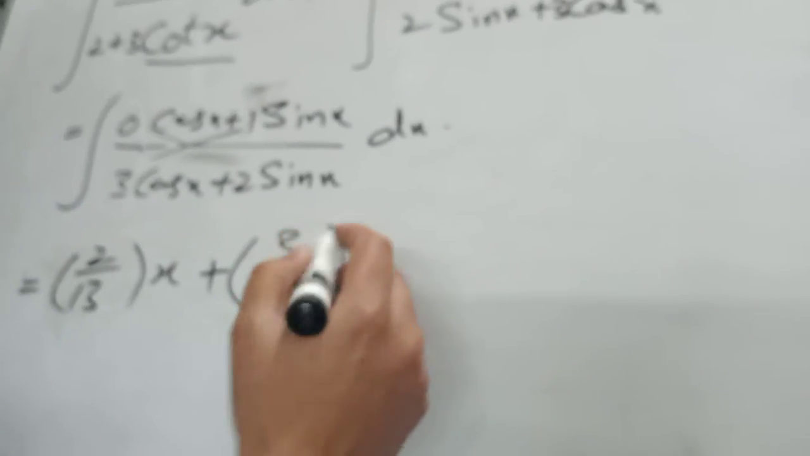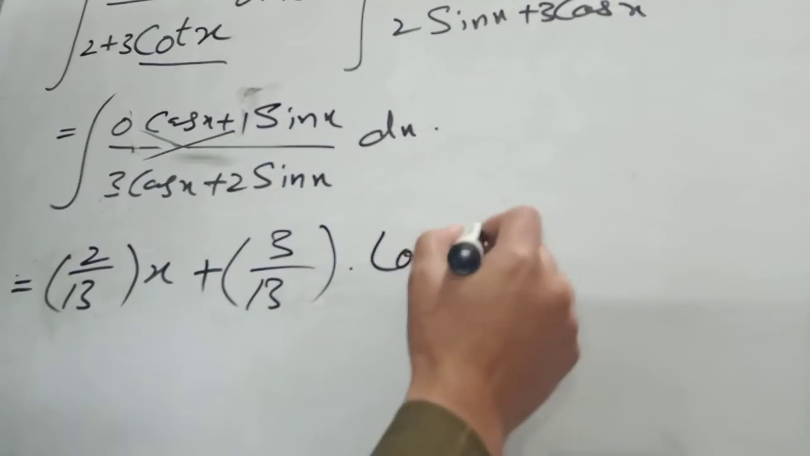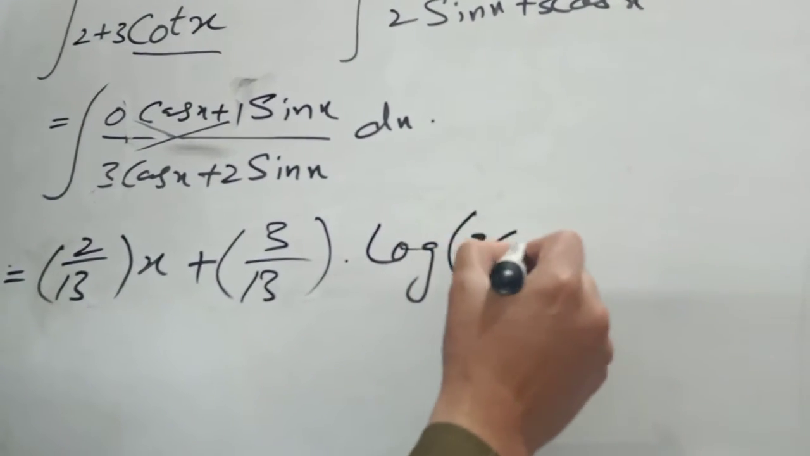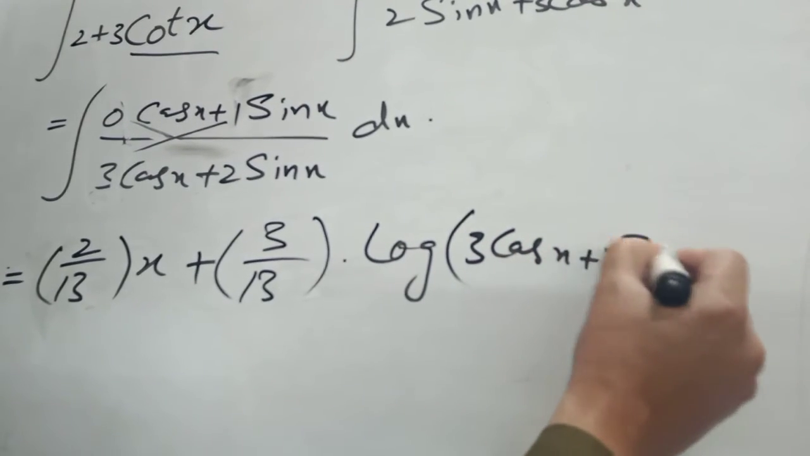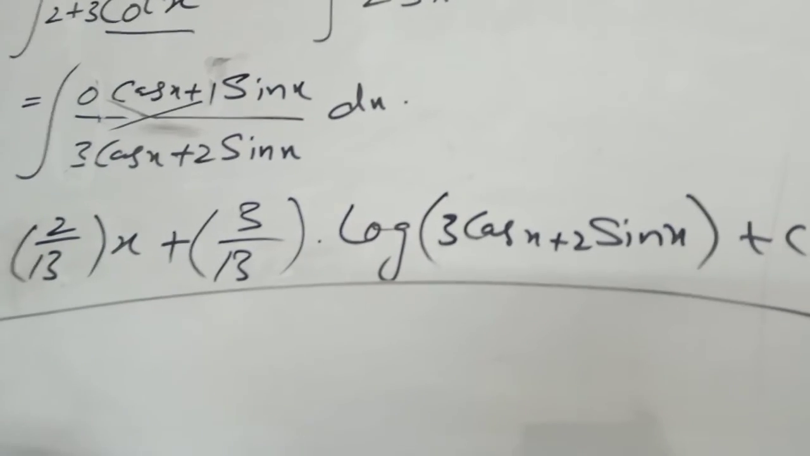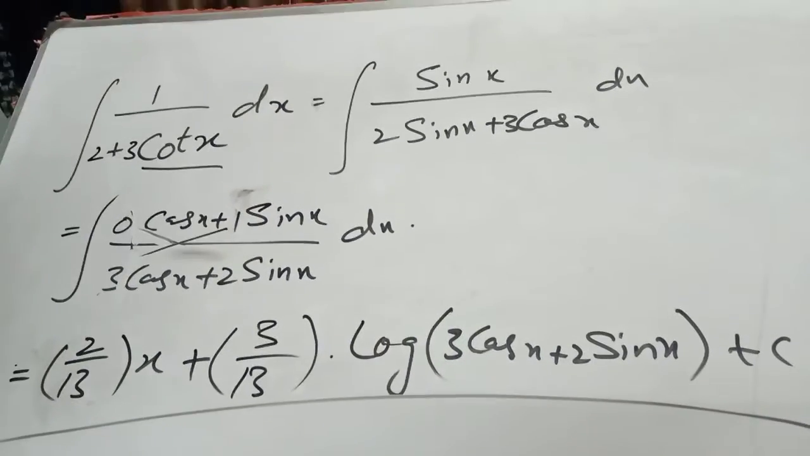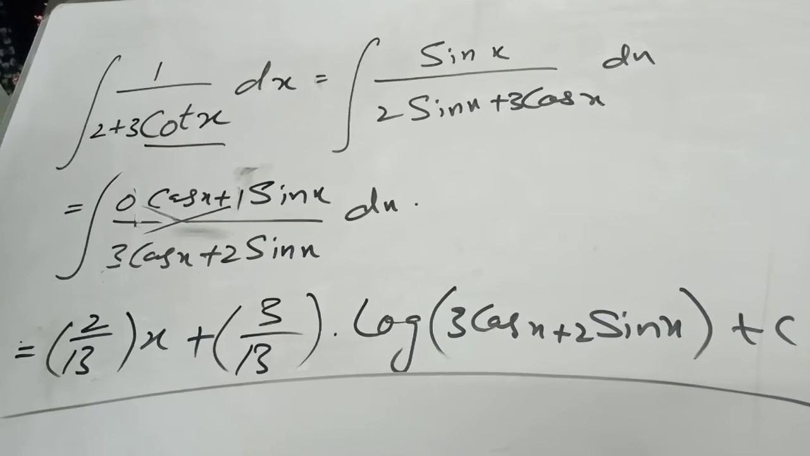And then log of the denominator, 3 into cos of x plus 2 into sine x, and this is our required answer. You can see very quickly we solved this very complicated integral in few seconds.